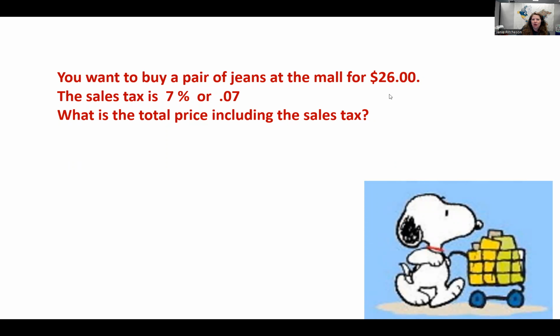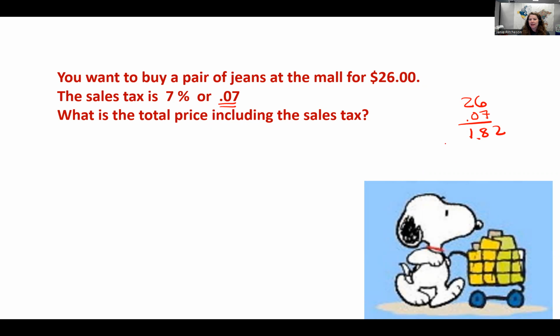So let's say you want to go to the mall and buy jeans that were $26 and the sales tax is 7%. Now, when you calculate sales tax, you always want to turn that percent into a decimal. The question is, what is the total price of the jeans, including sales tax? So you are going to multiply 26 times, and of course you can drop all those zeros after the decimal, not 7, but 0.07. So 26 times 0.07 is $1.82. So that's just for sales tax, okay?